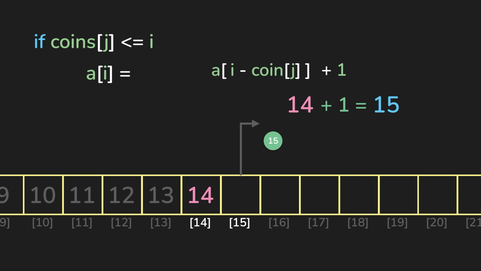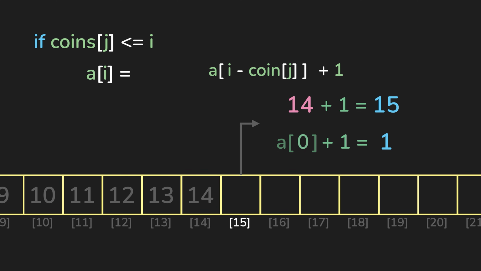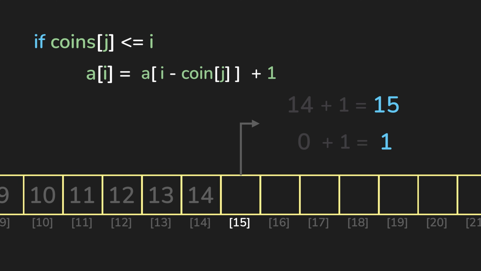But if we pick the 15-cent coin, 15 minus 15 would be 0. And if we check A of 0, which is 0, so 0 plus 1 would be 1. A of 15 could either be 15 or 1. We should write down the smaller count, so 1 would be the final count.